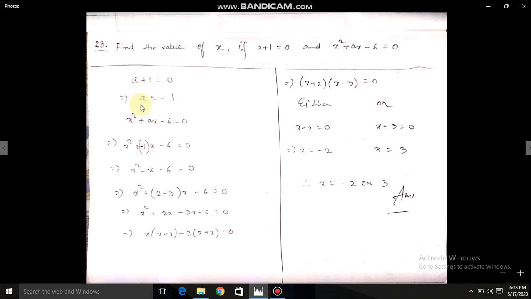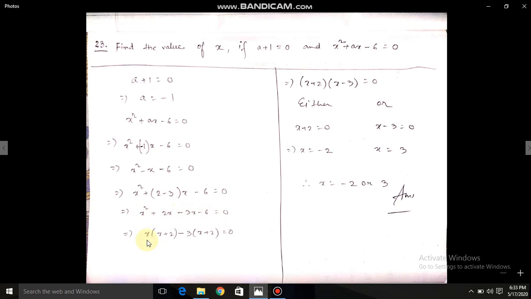So let us start. a is equal to minus 1 because a plus 1 is equal to 0. Put the value of a in this equation, it will become x square plus, in bracket, minus 1 x minus 6 is equal to 0, so it will become x square minus x minus 6 is equal to 0. Now we will have to divide minus 1 into two factors, 2 and minus 3, so x square plus 2x minus 3x minus 6 is equal to 0.